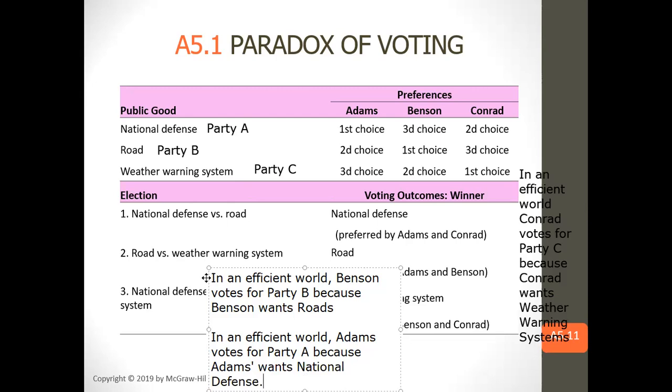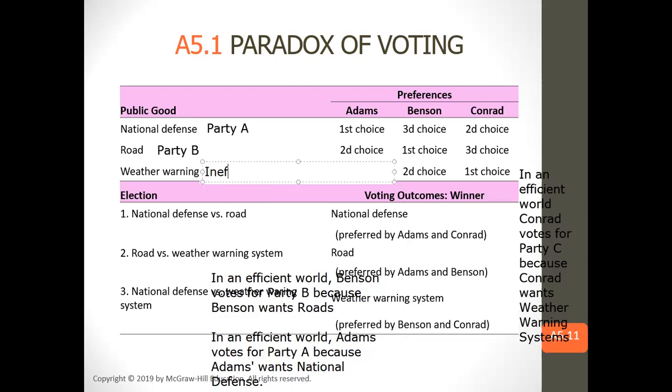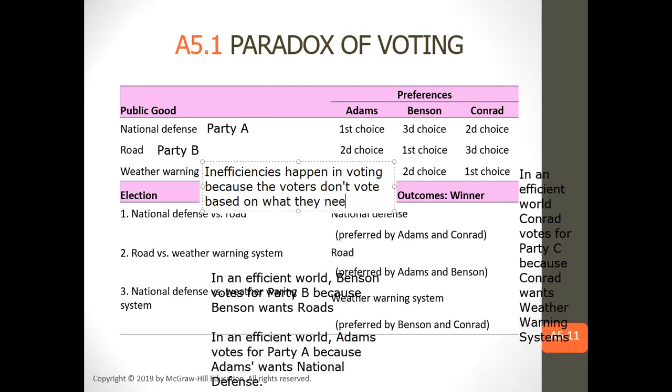But it doesn't work that way. Usually people vote for a particular leader, not because of their policies, but because of their gut instinct about the leader. That's usually how they vote. That's a big problem because it becomes inefficient. They don't vote based on what they need. Inefficiencies happen in voting because the voters don't vote based on what they need. They vote for the leader they have a gut instinct about. That's just what happens, which is unfortunate.